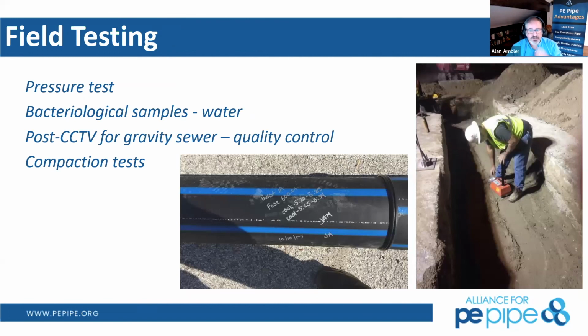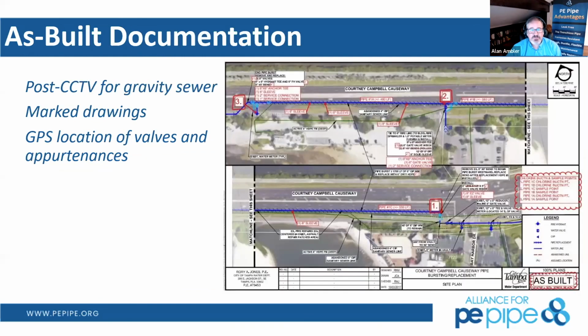So, of course, you take pressure tests prior to installation of the pipeline, bacteriological samples for water in that standpoint, post CCTV for gravity sewer. That's why we talked about gray pipe as opposed to black pipe for gravity sewers, is it'll reflect that water through, and then compaction testing for our backfill as well. As-built documentation can be as simple as what you prepared your design plans for. I used GIS records for 42 plus miles of pipe bursting work, and that's because we're taking advantage of that proven conduit location as we went through.